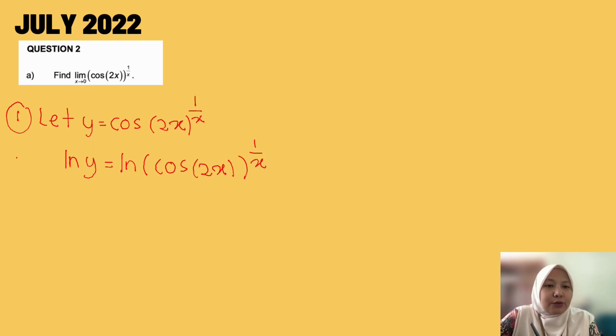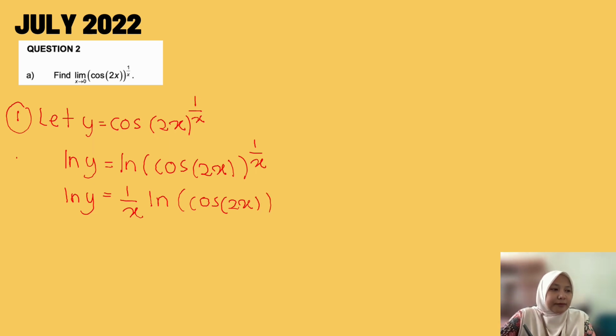The reason why we apply natural log is because we want to bring down the power here. So this one will become 1 over x natural log cos 2x.